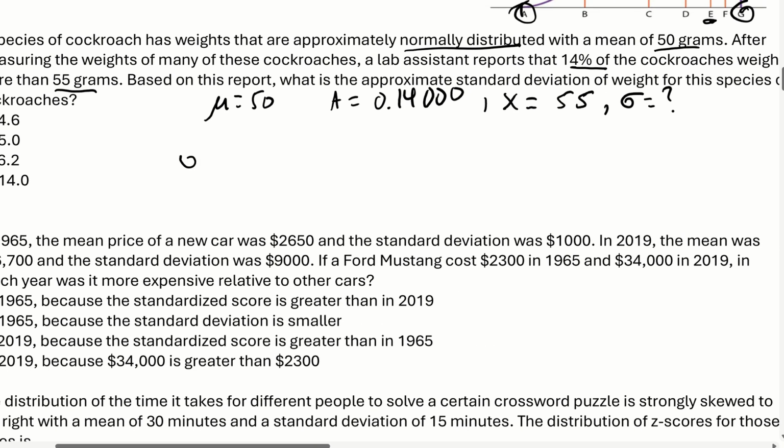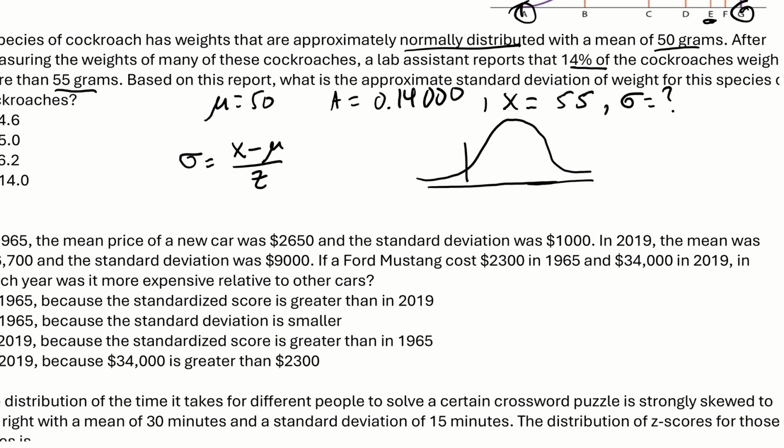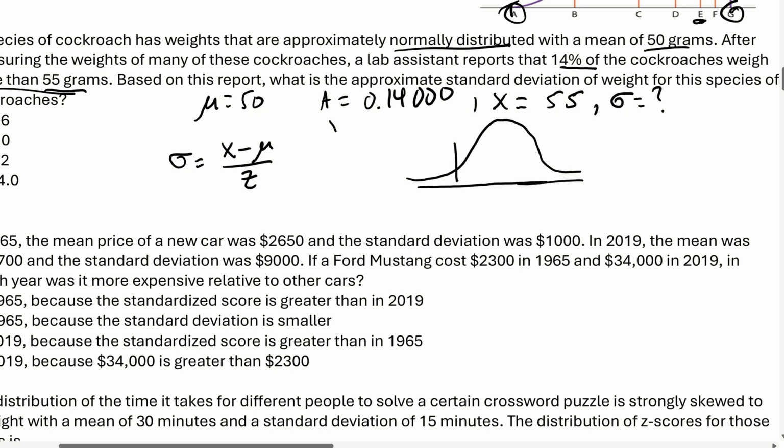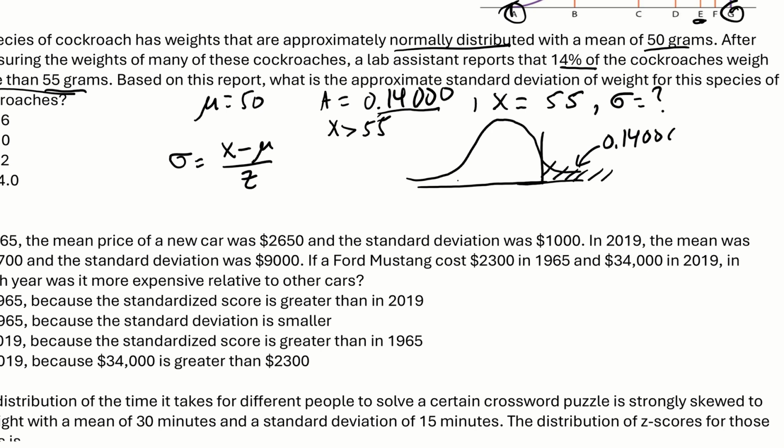All right, so the formula for standard deviation is x minus mu divided by z. So we need to find the z-score. Now we're going to use this area to find the z-score. So if we know that this is a standard normal distribution, it says that 14% weigh more than 55. Whatever the z-score is, it has to be on the right. This is talking about the area on the right. It says more than, so that has to be this right here.